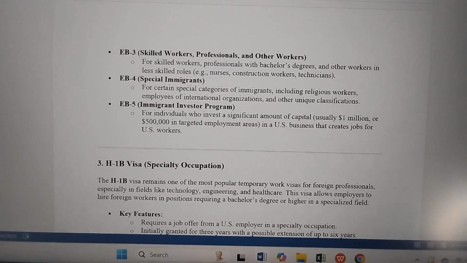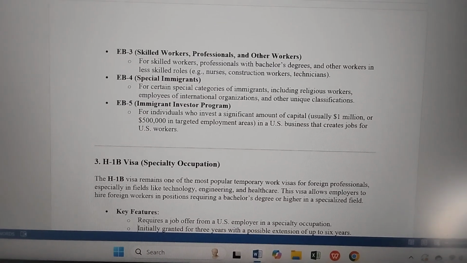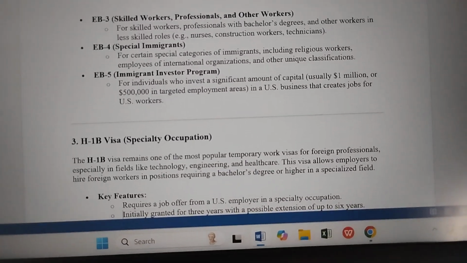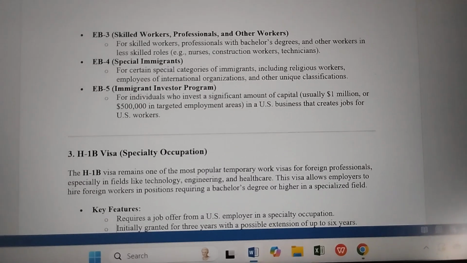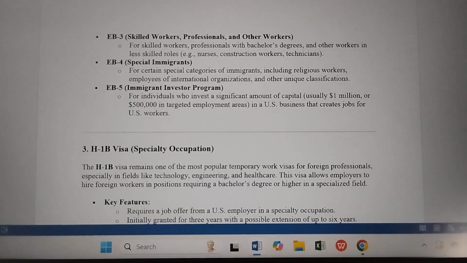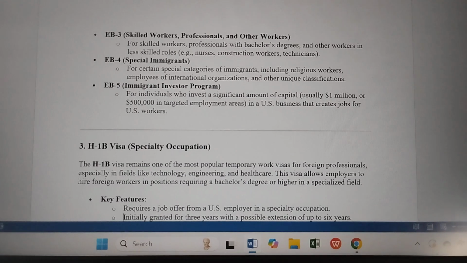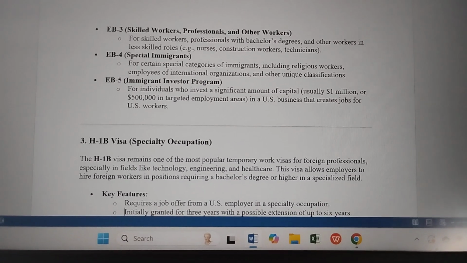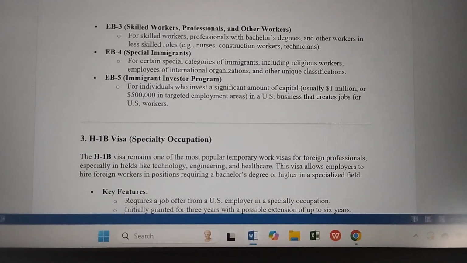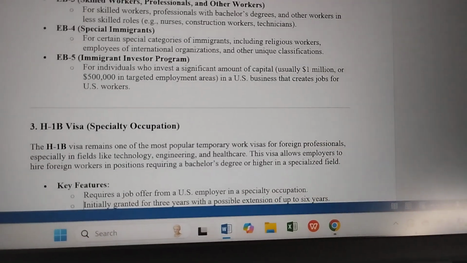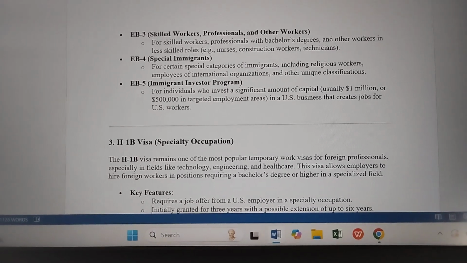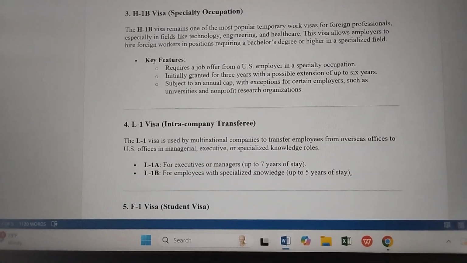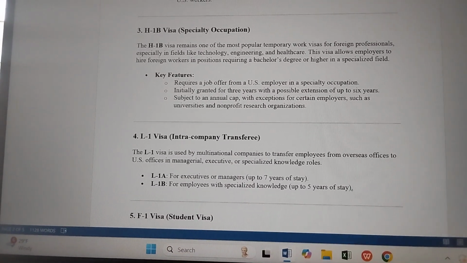EB4, special immigrants. For certain special categories of immigrants, including religious workers, employees of international organizations, and other unique classifications, they use what you're calling what? EB4. EB5, immigrant investor program. For individuals who invest a significant amount of capital, usually $1 million or 500,000 US dollars in targeted employment areas in a US business that creates jobs in the US, workers are also eligible to come to the US through what you're calling what? EB5.